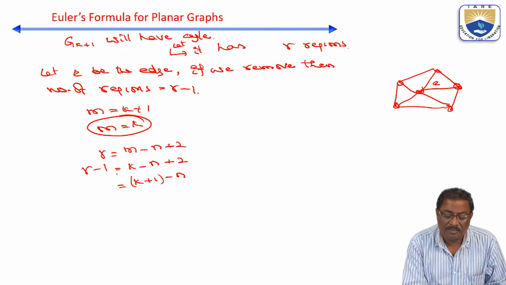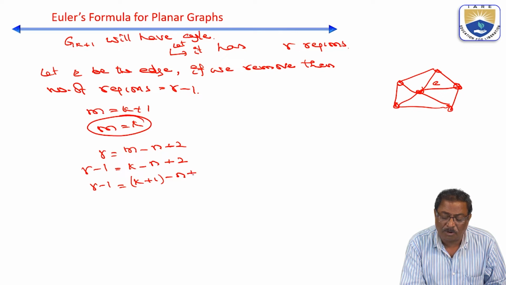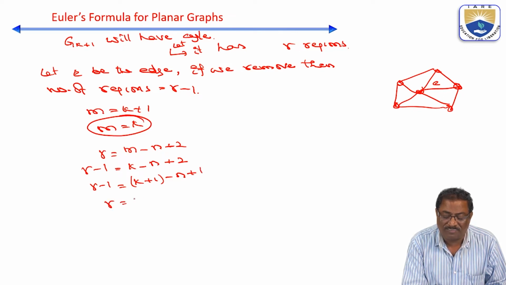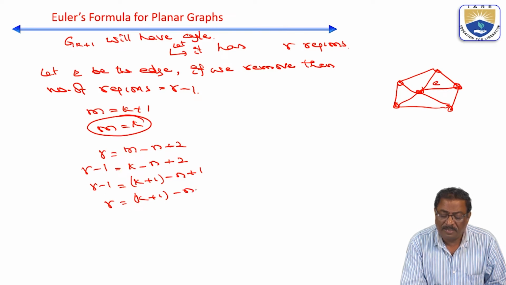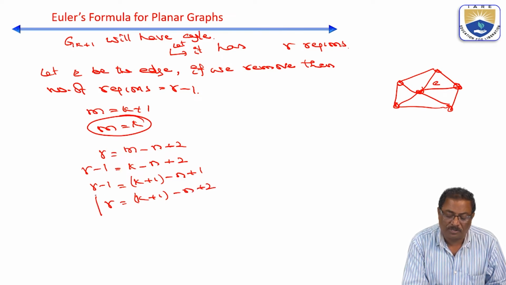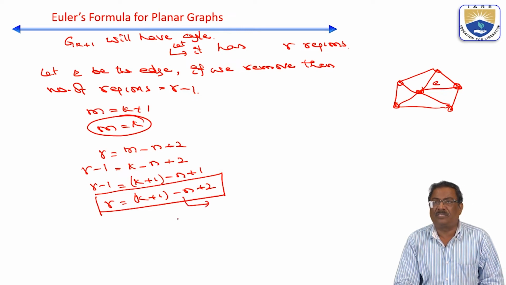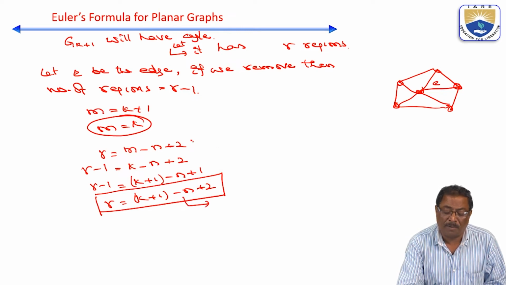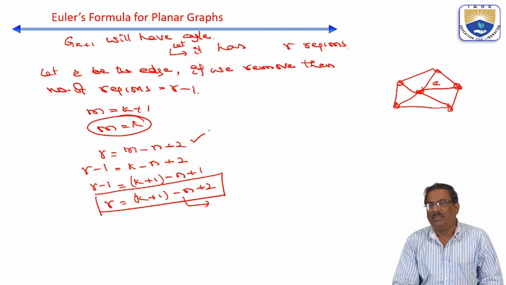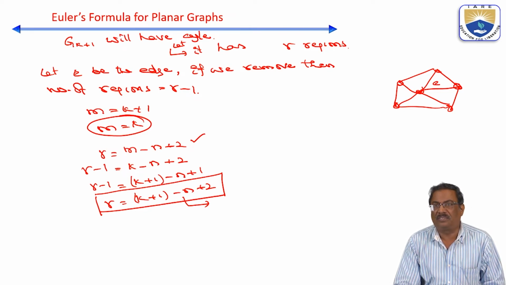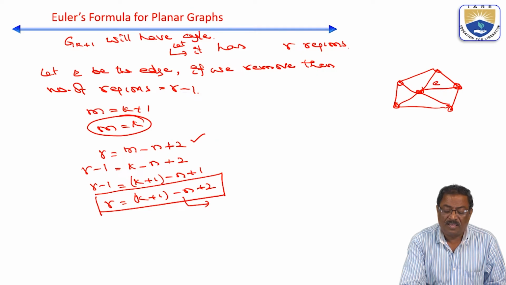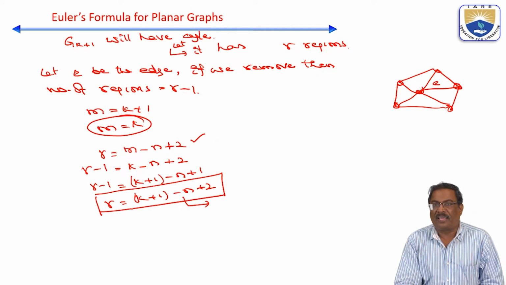So I am going to get r minus 1 is this, and this I am going to write as plus 1, so r is equal to k plus 1, then minus n, and this plus 2. So I am going to get an equation. Here what I am saying is that this equation, that means r is equal to m minus n plus 2, which is Euler's theorem on the number of regions, and it is going to be satisfied for a graph which has k plus 1 edges.